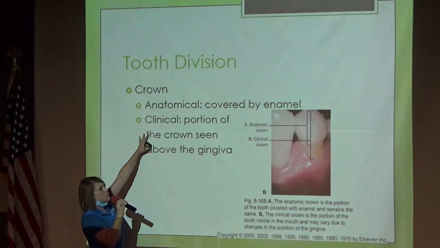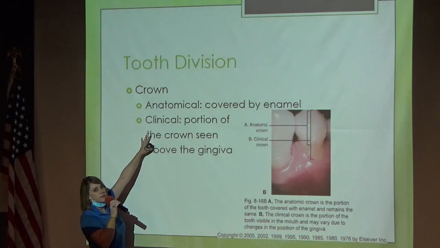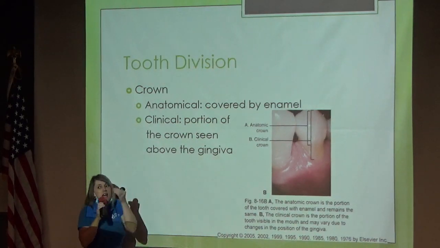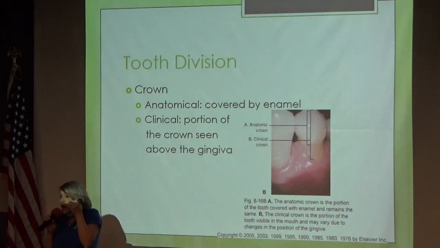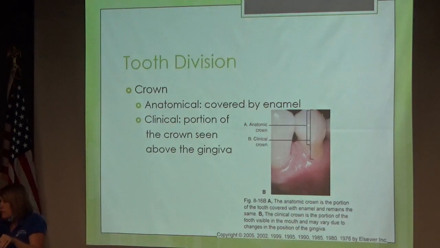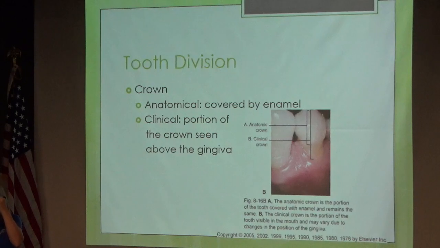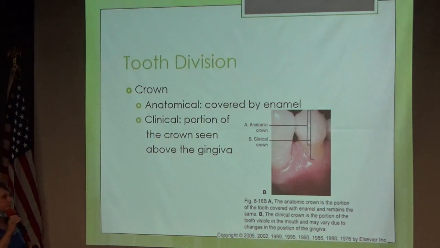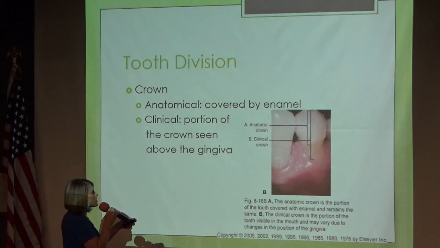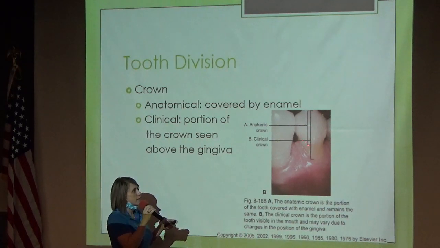So the clinical portion of the crown is everything that I can see with my eye when I look into the patient's mouth. So the clinical crown is when I look in the patient's mouth, every part of that tooth that I can see with my eye is now referred to as the clinical crown. So this picture does a really nice job of dictating that for you.